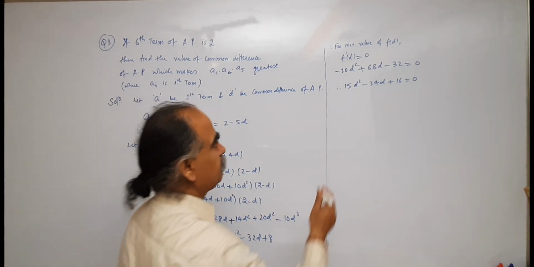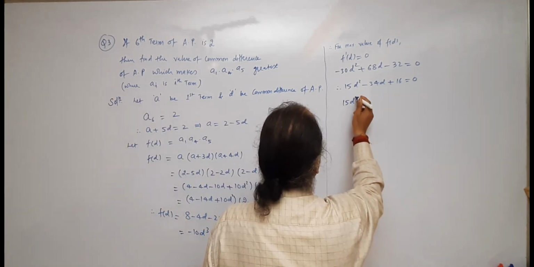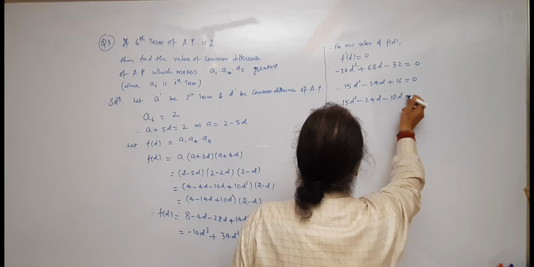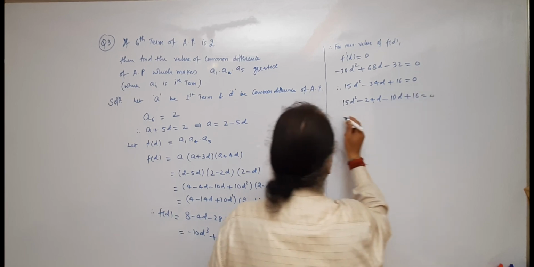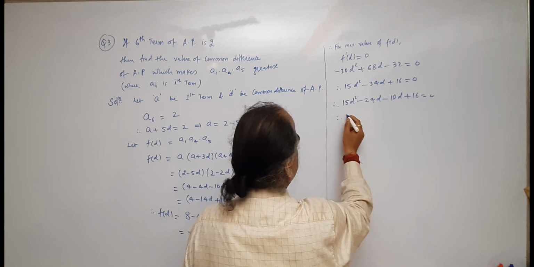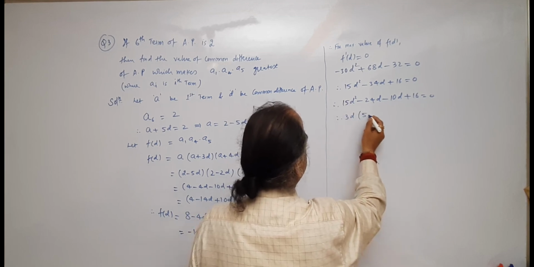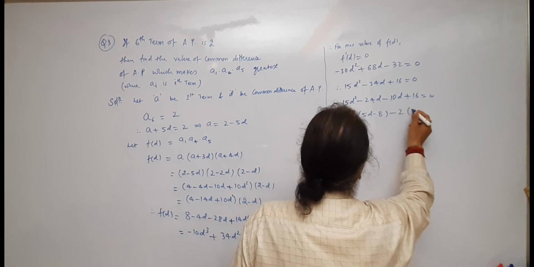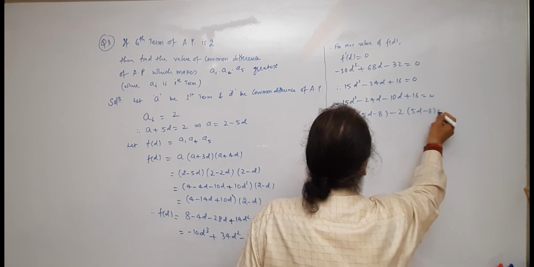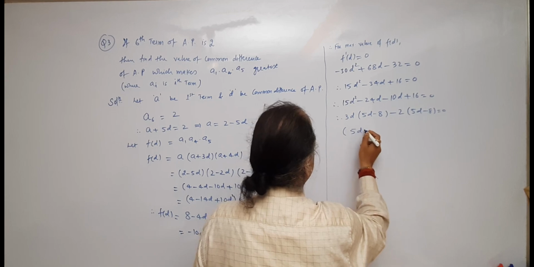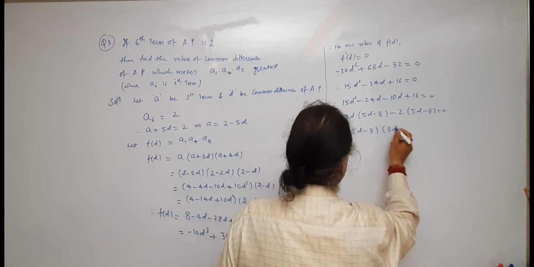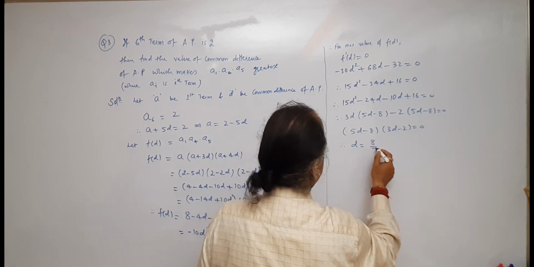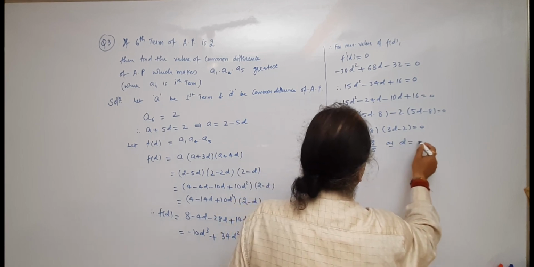So the factors are 24 and 10. So 15D square minus 24D minus 10D plus 16 is equal to 0. Take 3D common: 5D minus 8; minus 2 common: 5D minus 8. 5D minus 8 common, so 3D minus 2. So D is what? 8 by 5, or D is what? 2 by 3.